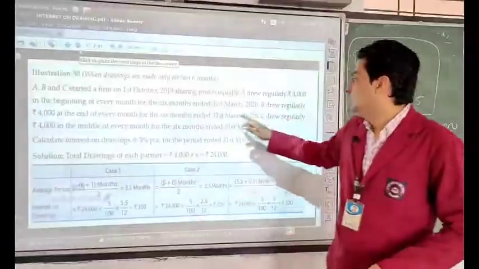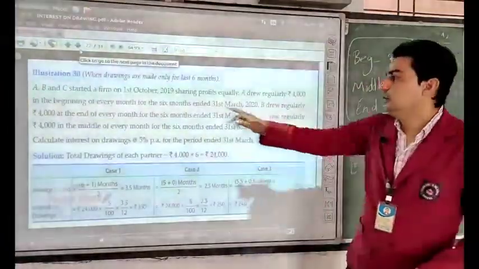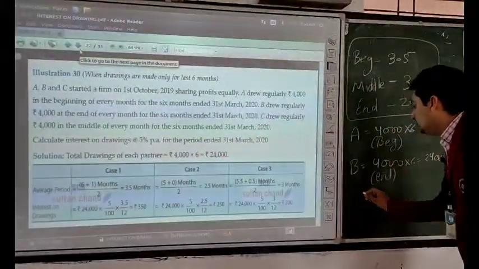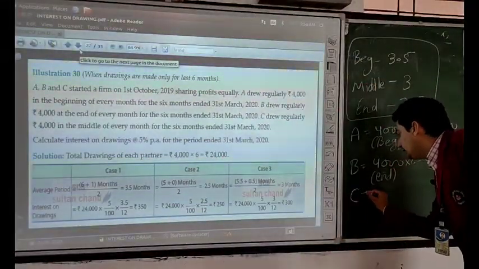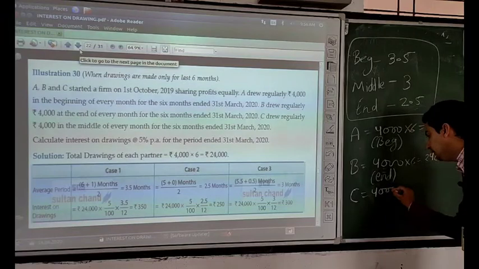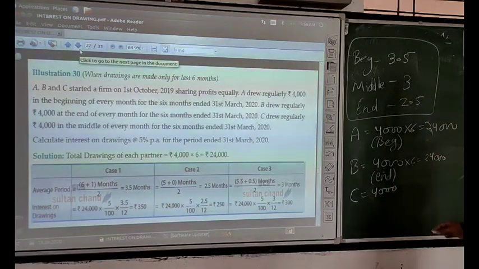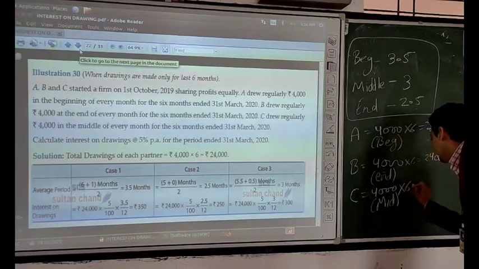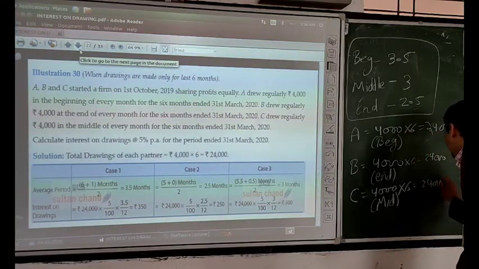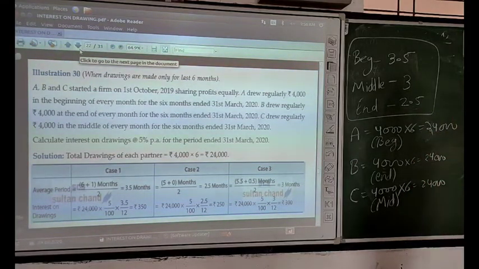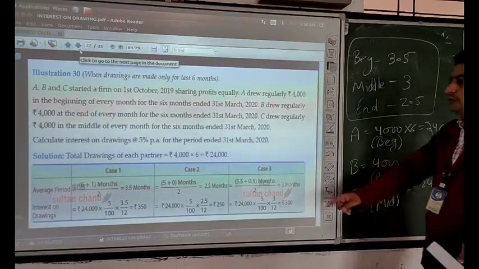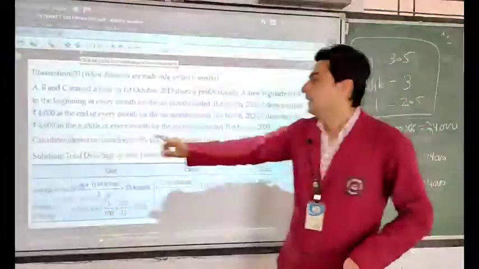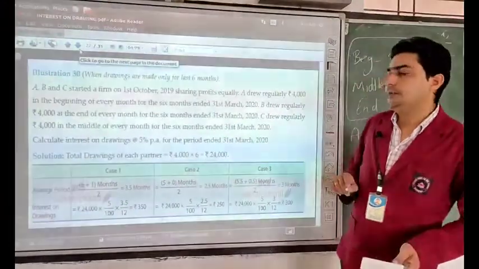Then C drew regularly 4,000 in the middle. Now C is withdrawing 4,000 rupees in the middle of each month. The 4,000 into 6, the amount will be the same 24,000, but the average period of time will be changed. See, the total drawing they are saying is 24,000. Calculate interest on drawing at 5% per annum.